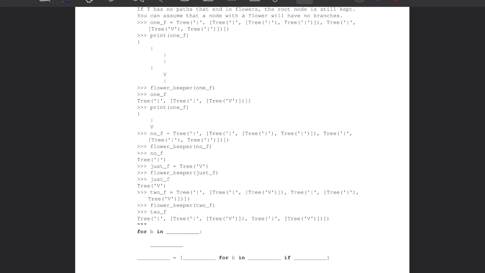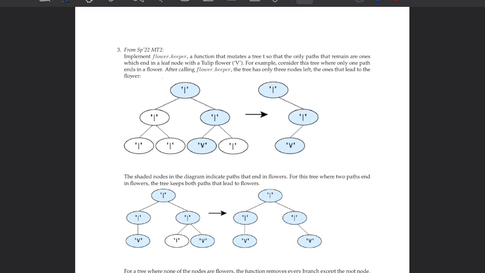But we also have to remember that just because a branch does not have the label V does not mean that it isn't on the path to a leaf with the label V. For example, looking at the stock test, this branch has a label of I, but it isn't cut out because it's still along the path to a leaf with the label V.